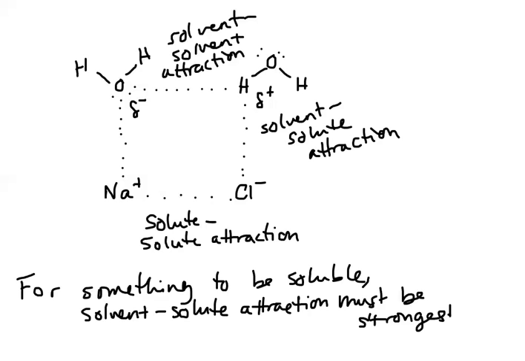So I might have this diagram and you'll have to label what each of these is. And then you might have to tell me what needs to be the strongest for something to be soluble. Any questions on this? So this is what's happening on the molecular level when something is dissolving.